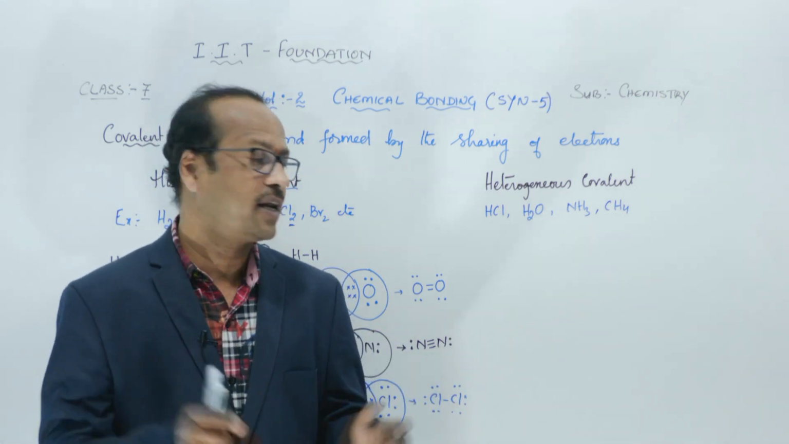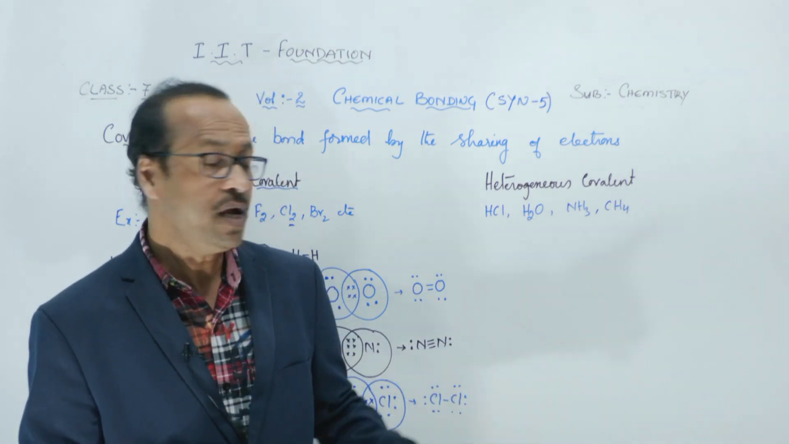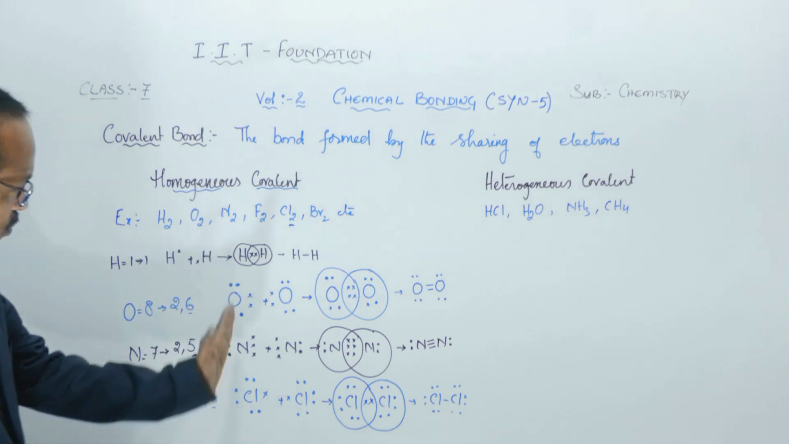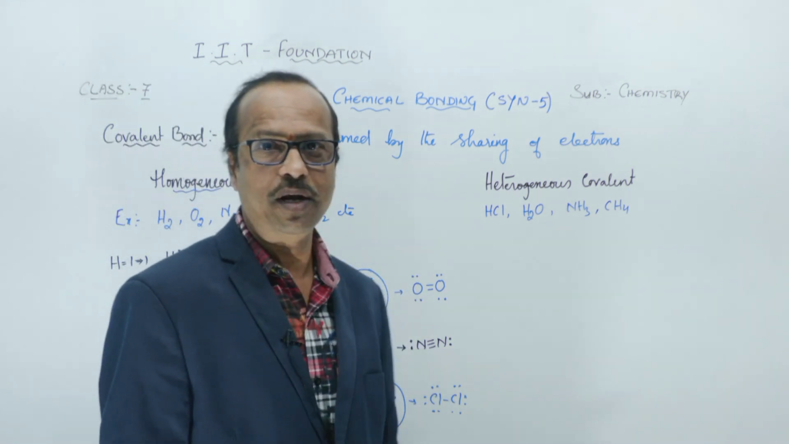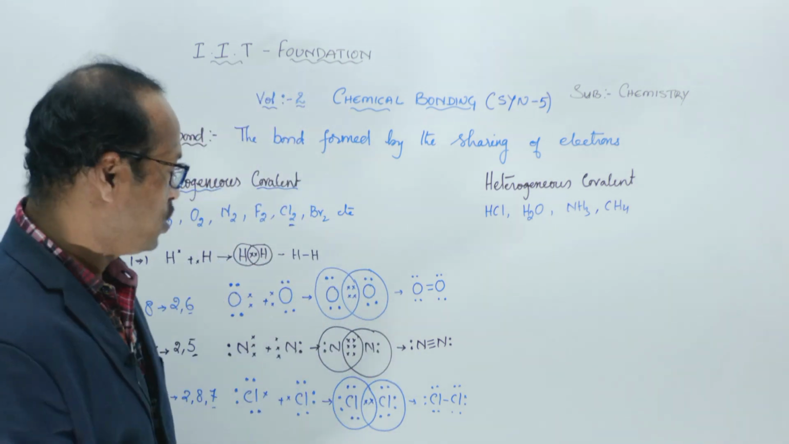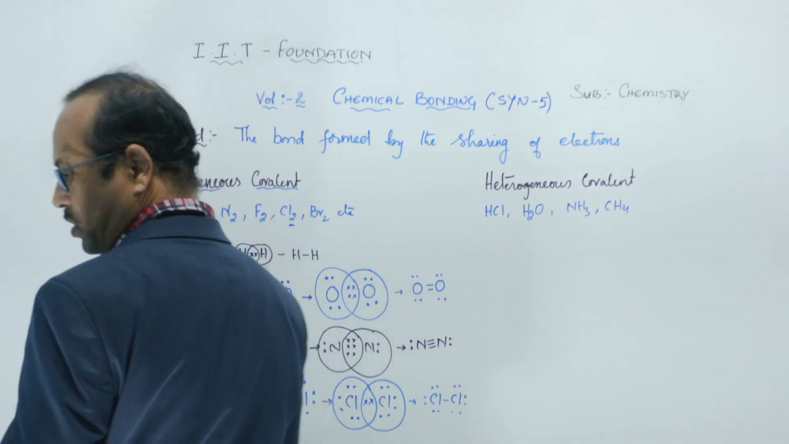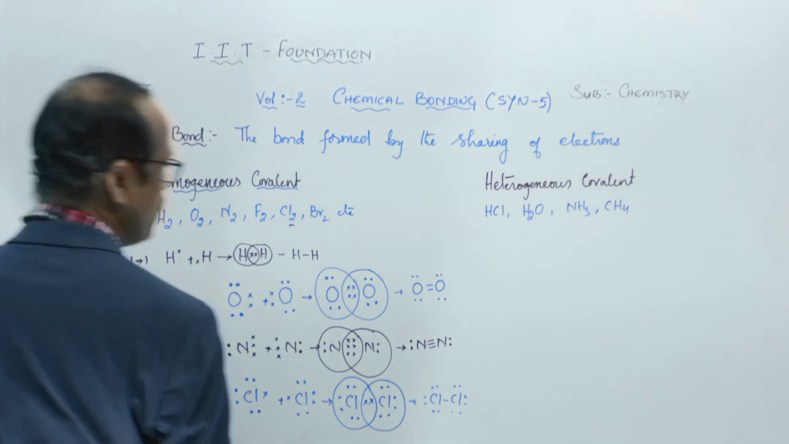Hetero means what? Different. So these are different. Okay. Now we discussed homogeneous covalent bonds. Now let's see the heterogeneous covalent bonds. Clear? So how are the heterogeneous covalent bonds formed? Now let's check that also.